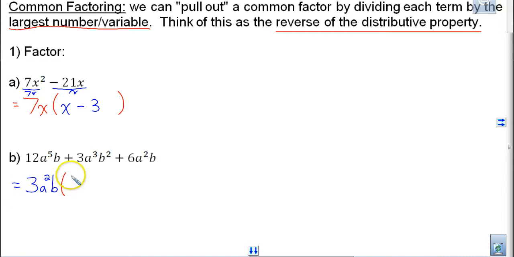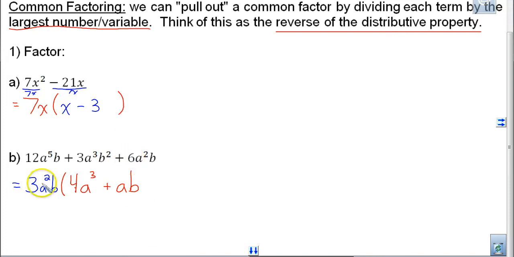So first 12 divided by 3 is 4. A to the power 5 divided by a squared. Remember, with division we can subtract the exponents, so that'll be a cubed. Now b divided by b leaves you with 1, but we don't have to multiply by 1 there, so just 4a cubed is what we're left with. So next we have positive 3 divided by 3 is positive 1, but remember, we don't even want a coefficient of 1, so we'll just have plus a cubed divided by a squared is a, b squared divided by b, we're left with b, so plus ab.